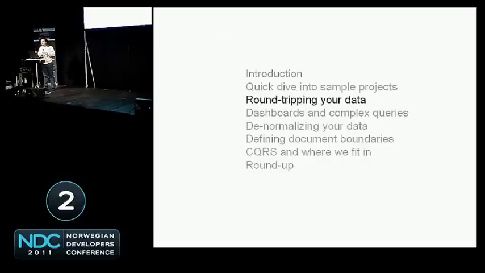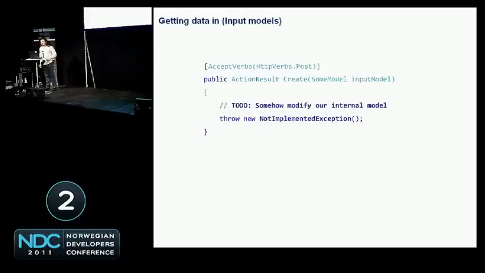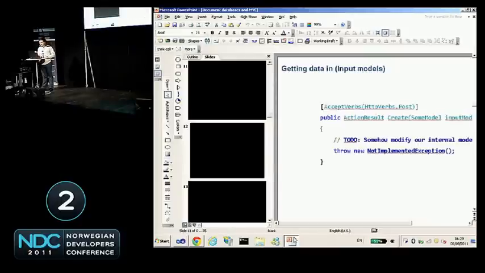So let's look at how we round-trip data in a document database in an MVC, and some of the differences, some of the advantages we have when using a document store, and perhaps some of the disadvantages too. By round-tripping data, I'm just going to start with getting data in. How am I going to get data into my document database? So, there's a beautiful action which takes in some input model, and I'll do something with it. What's on that? I have no idea. Let's go and look.